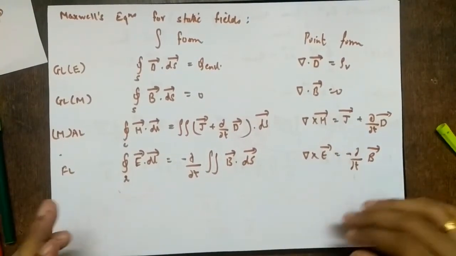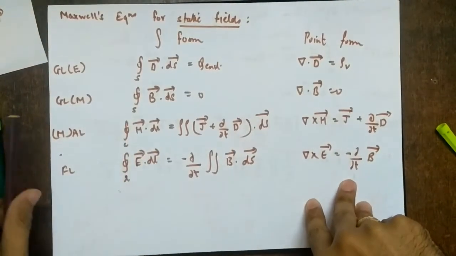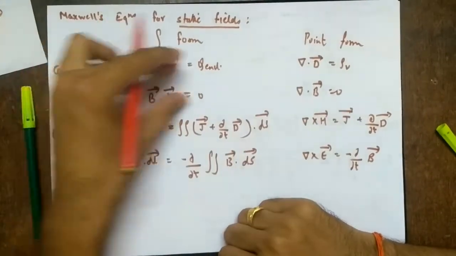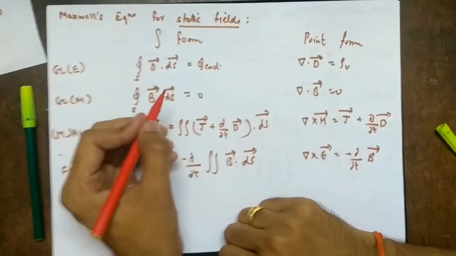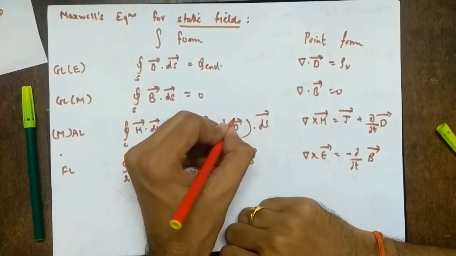So these are the Maxwell's equations. Oh, I made a mistake. I have to write for static fields. So they should not be dependent on time. Right? So this equation is correct for static fields. For static fields means what? They are not dependent on time. Means the del by del t term should not be there. So this term goes away.